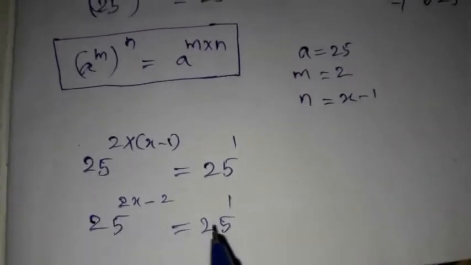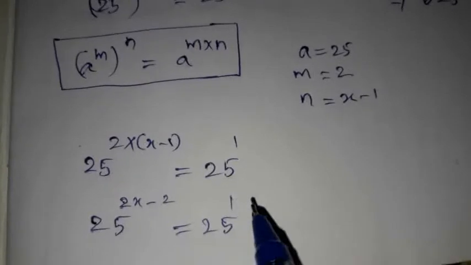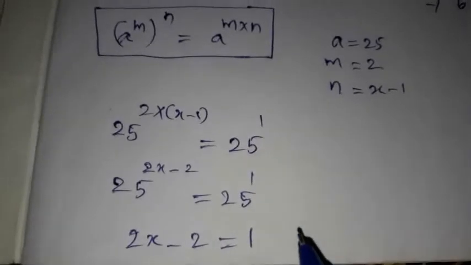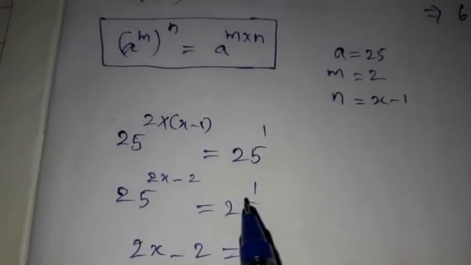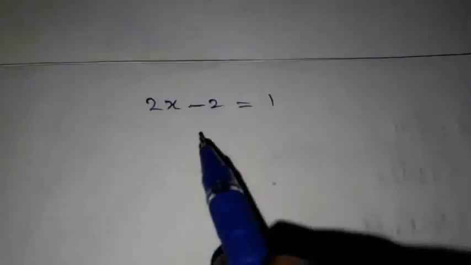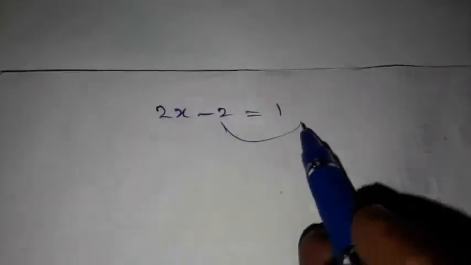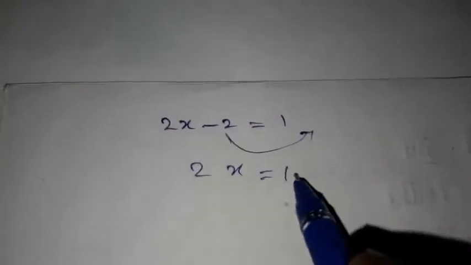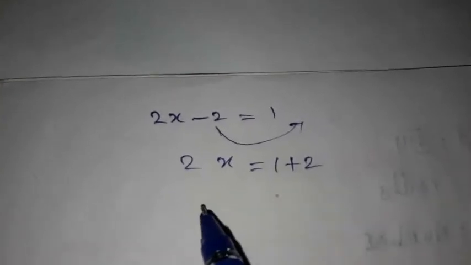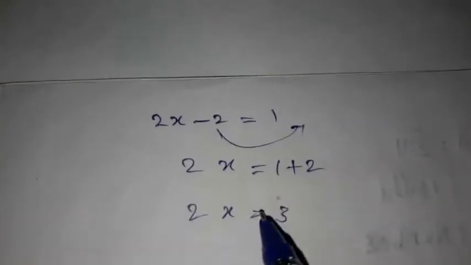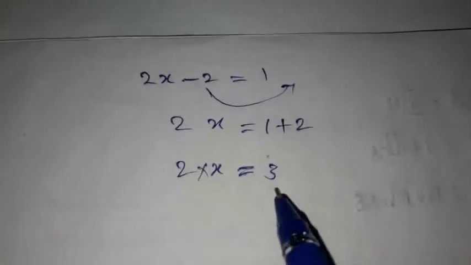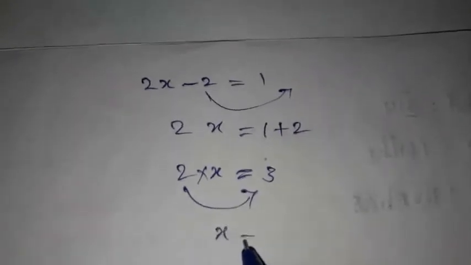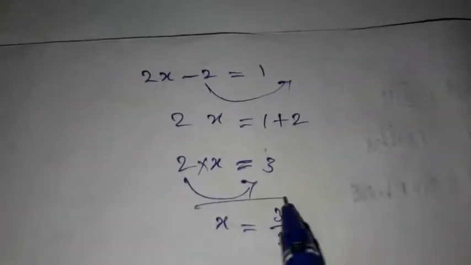Look at here, the bases are equal, so the powers are equal. Let us take 2x minus 2 equal to 1. Because the bases are equal, so we take the powers are also equal. 2x minus 2 equal to 1. When we transpose minus 2 to right hand side, it will become plus. 2x equal to 1 plus 2. 2x equal to 3. When we transpose this 2 to right hand side, it will become division because it is in multiplication. So the value of x equal to 3 by 2. We got the value of x.